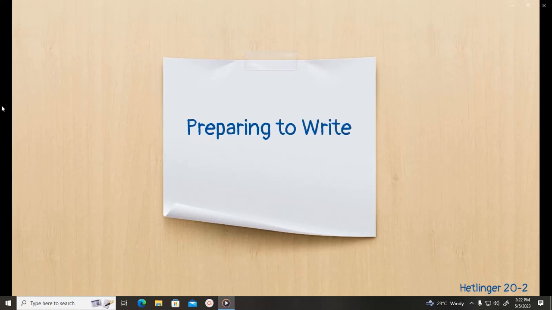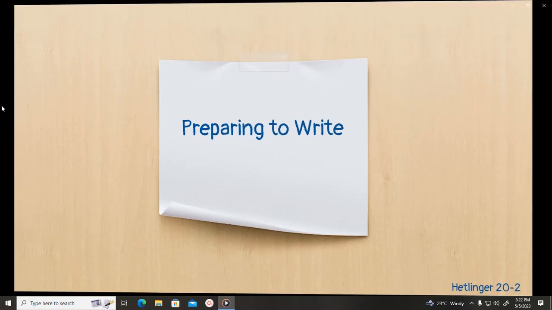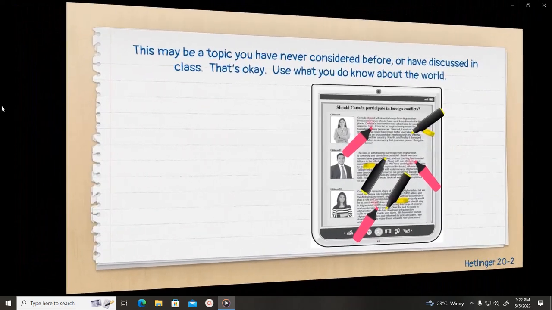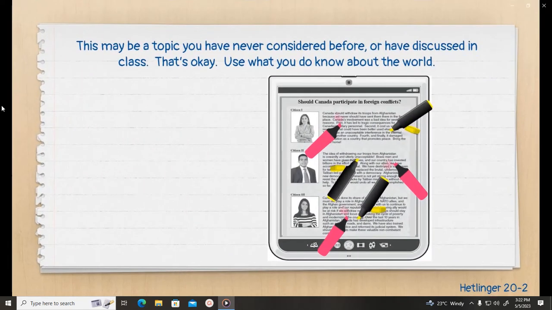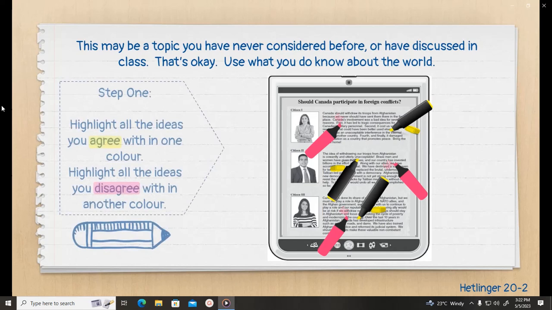It's important that before we start writing, we prepare ourselves. Now, this topic may be a topic you've never considered before or have discussed in class, and that's okay. You have to use what you know about the world, and the best way to do that is to read each source. You're going to highlight all of the ideas you agree with in one color and all of the ideas you disagree with in another.